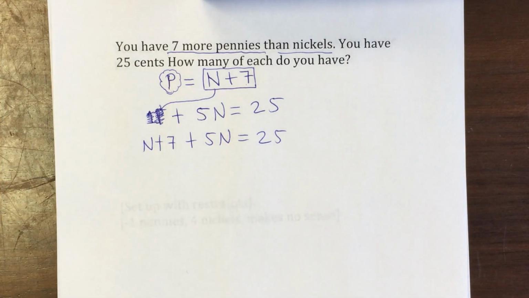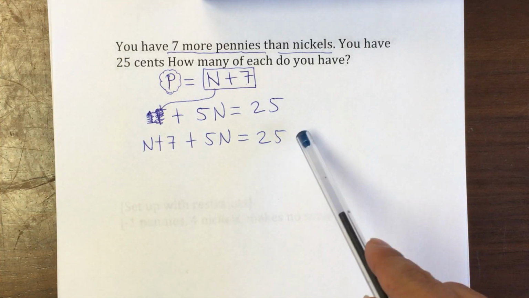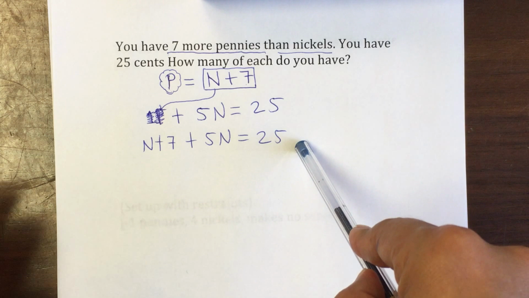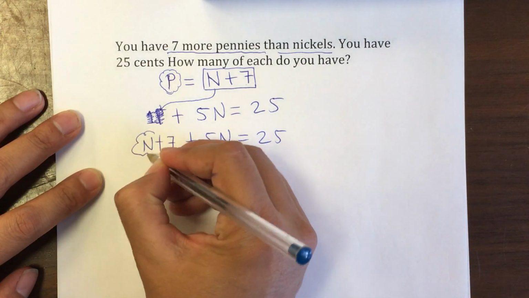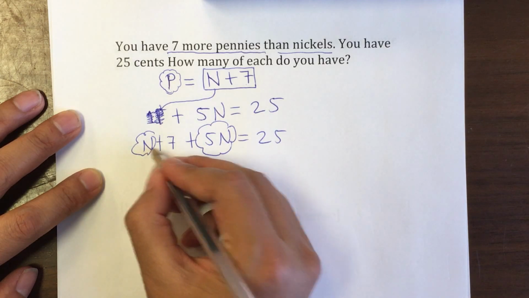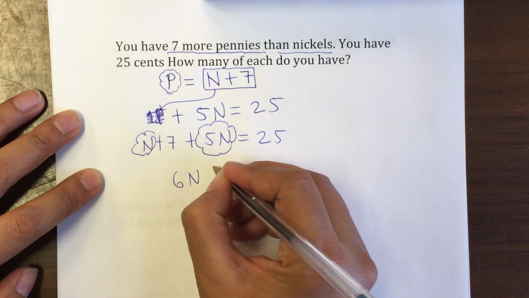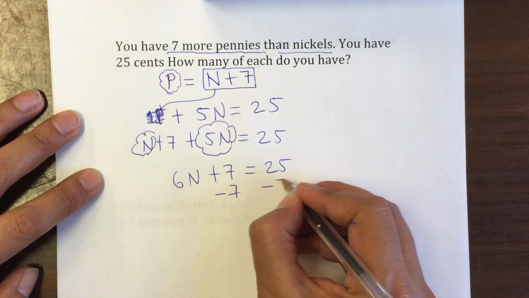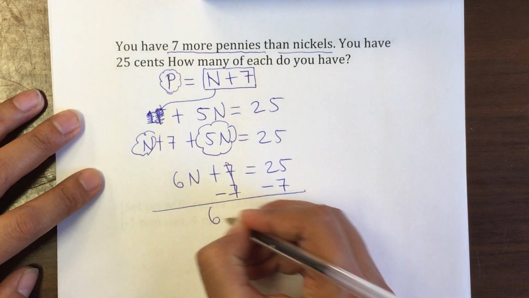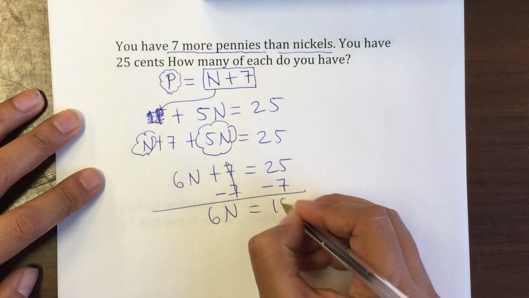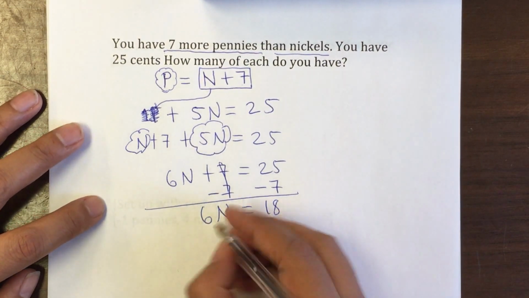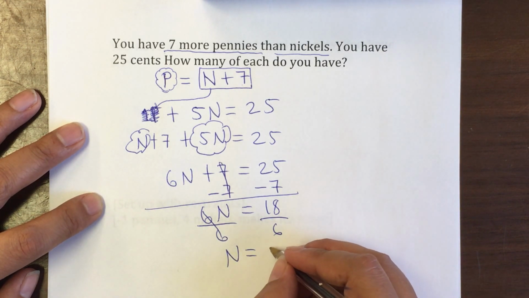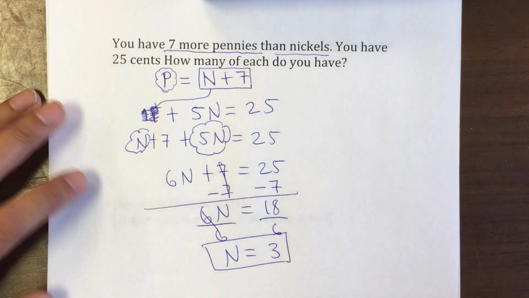And if you need to go back to the substitution method, you can look at some of the previous videos. Okay, I combine like terms, and so n and 5n is 6n plus 7 equals 25. I start canceling, so I cancel by subtracting 7, and so 6n is equal to 18. I divide both sides by 6, and so n is equal to 3. That means that I have 3 nickels.